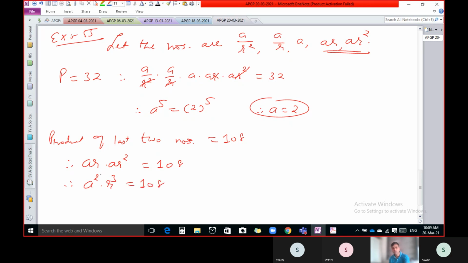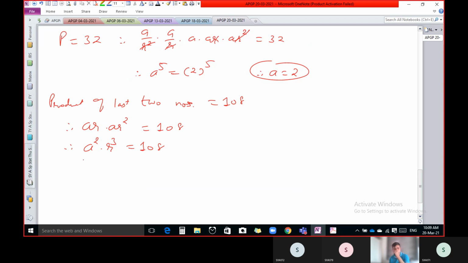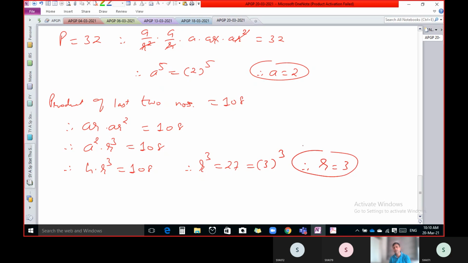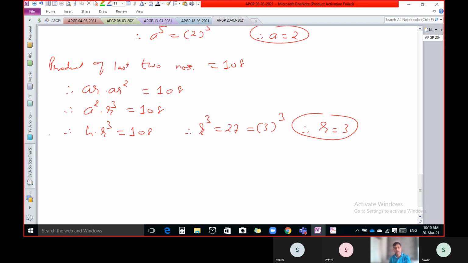Put a equal to 2. So what we get? 4 into r cube equal to 108. Divide by 4. We get 27. 27 is 3 cube. So only the positive value is possible, that is 3. So r equal to 3. So here a equal to 2, r equal to 3.